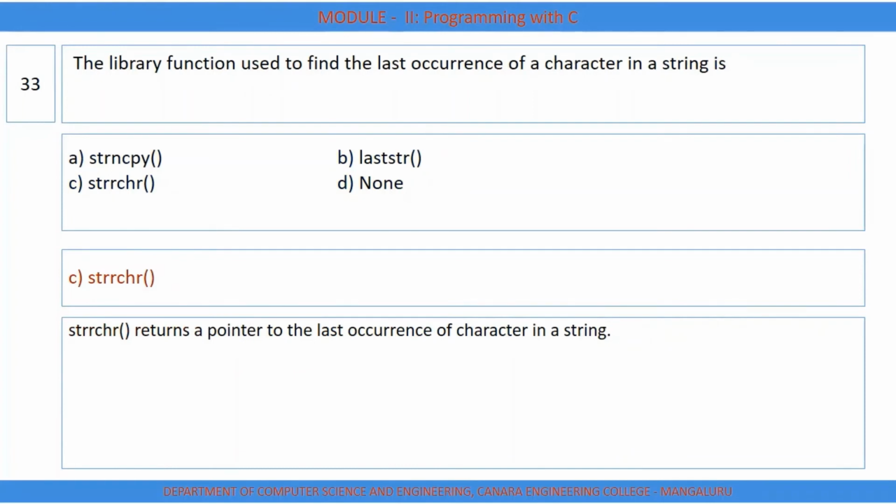The library function used to find the last occurrence of a character in a string is option A, strncpy, option B, laststring, option C, strrchr, option D, none. Answer is option C, strrchr, because it returns the last occurrence of a character in a string.